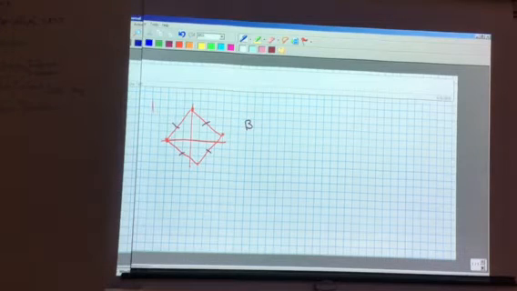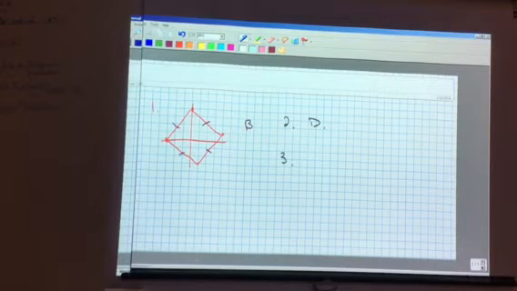Then it says, which statement is true? A, all quadrilaterals are parallelograms. That's not true. Parallelograms are a type of quadrilateral. B, all rectangles are squares? No. Only if the rectangles' sides are all the same, then it'd be a square. C, all quadrilaterals are squares? No. Squares are a type of quadrilateral. D, all parallelograms are quadrilaterals? Yes, it is D. Quadrilaterals are 4-sided shapes.